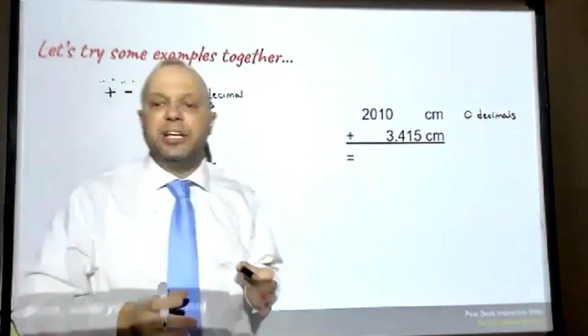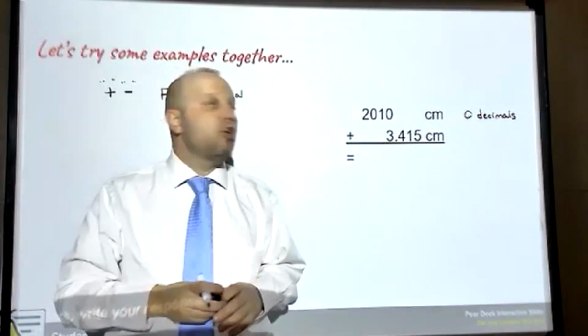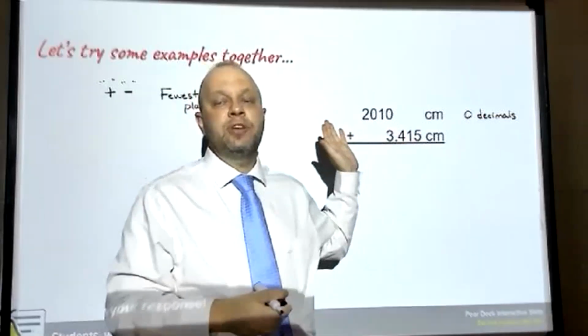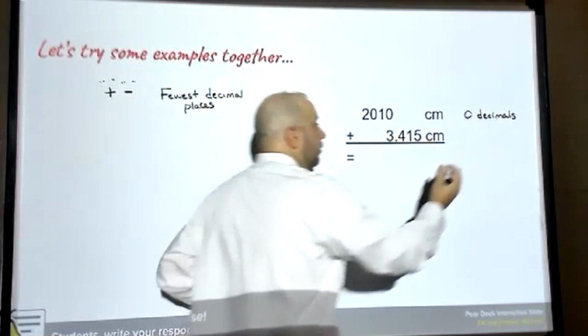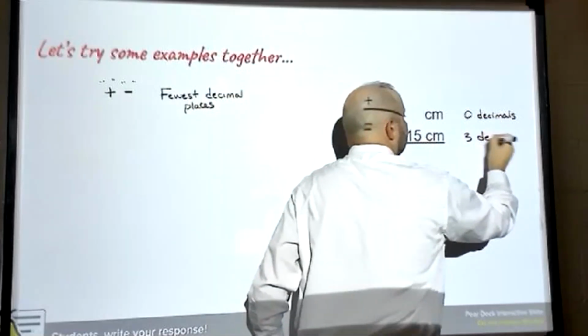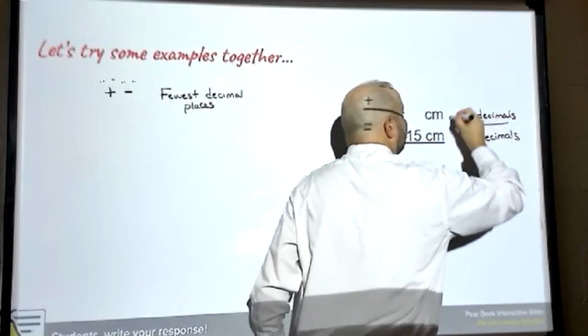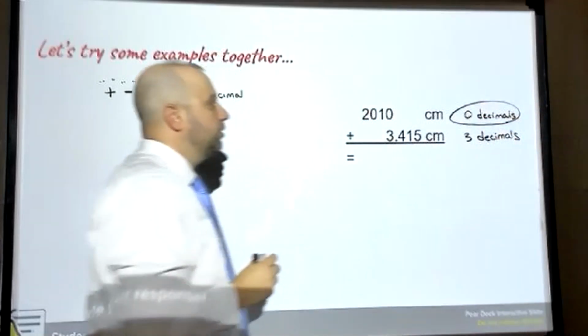In the number 3.415, we have 3 decimal places. 1, 2, 3. Doesn't matter what order you count. It's just how many numbers are behind the decimal point. So we have 3 decimals. We look for whichever one is fewer, so that's 0.